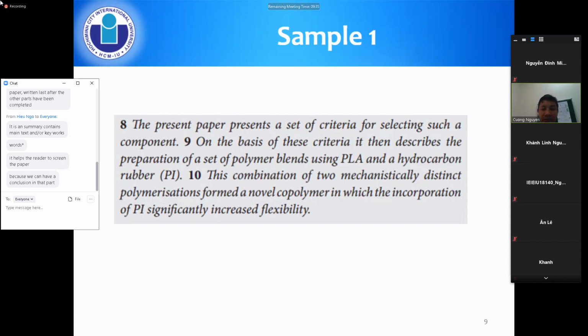On the basis of these criteria, it then describes the preparation of a set of polymer blends using PLA and a hydrocarbon rubber. This combination of two mechanistically distinct polymerizations forms a novel copolymer in which the incorporation of PI significantly increased flexibility.